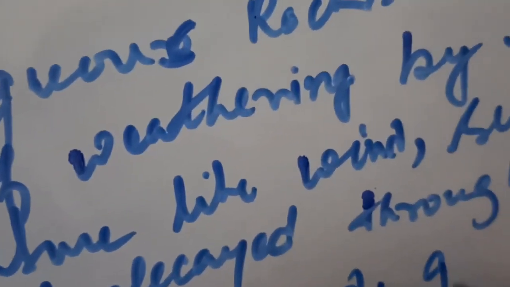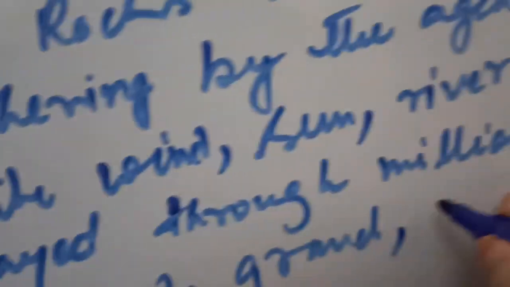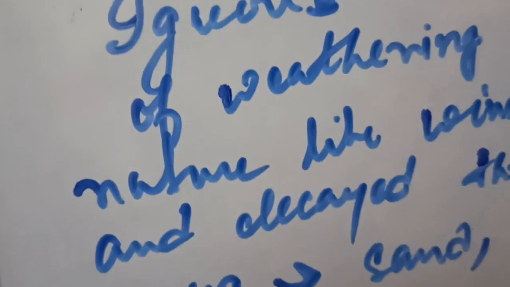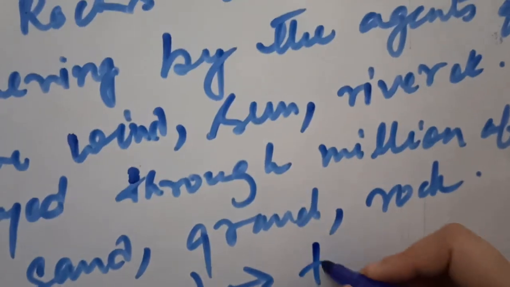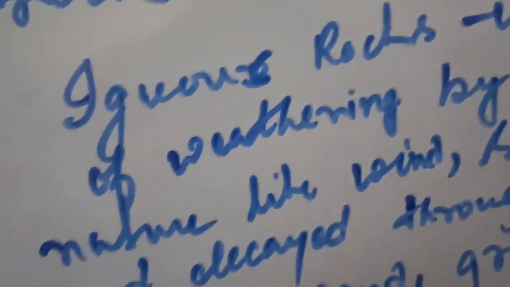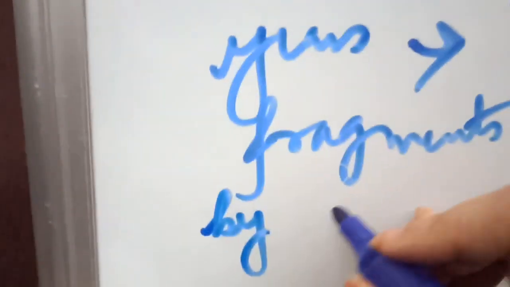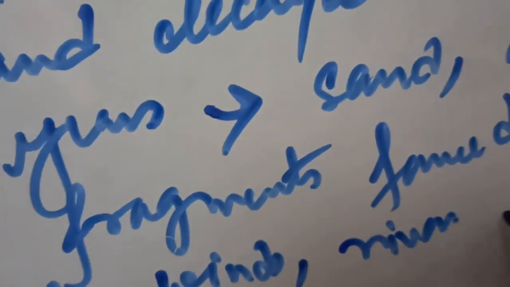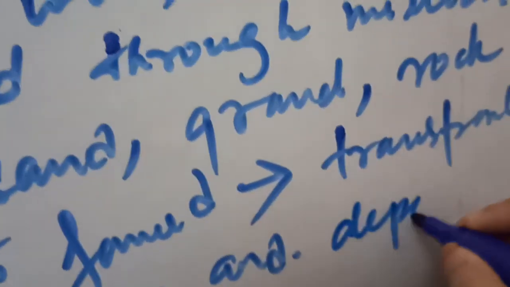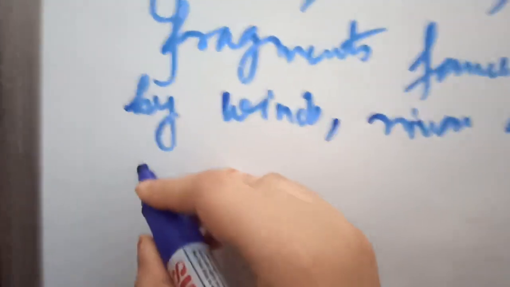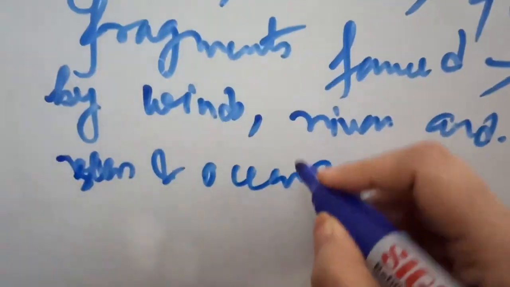So as a result of that, sand, then gravel, then rock fragments formed, which were then transported by the wind, then river, and were deposited in the seas and oceans as sediments.